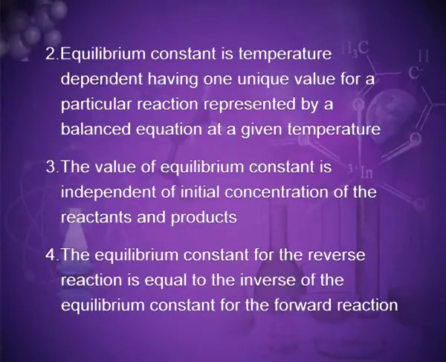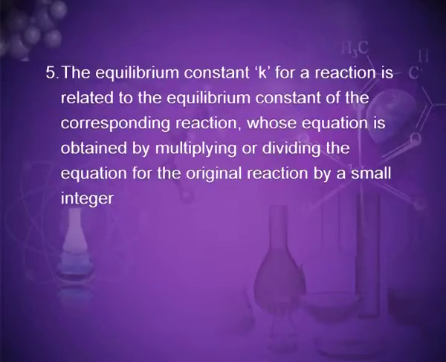Third point, the value of the equilibrium constant is independent of the initial concentrations of the reactants and products. Fourth point, the equilibrium constant for the reverse reaction is equal to the inverse of the equilibrium constant for the forward reaction. Fifth point, the equilibrium constant K for a reaction is related to the equilibrium constant of the corresponding reaction whose equation is obtained by multiplying or dividing the equation for the original reaction by a small integer.